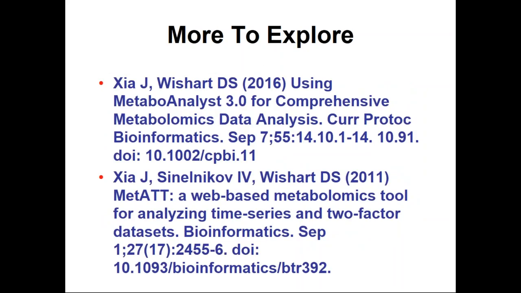So if you're wanting to learn more, there are two papers that have been written on this. One is in MetaboAnalyst 3, which has a very, very detailed set of protocols, in Current Protocols in Bioinformatics. And then the original paper describing these time series analyses and two-factor analyses was written in 2011. And if you have really tough questions that I can't answer, which you may, Jeff Xia is the guy to go to, and he's at McGill University, and he's always happy and willing to give very detailed answers by email or by phone.